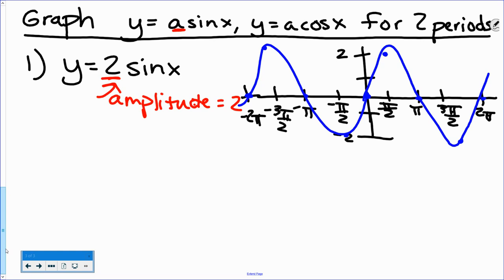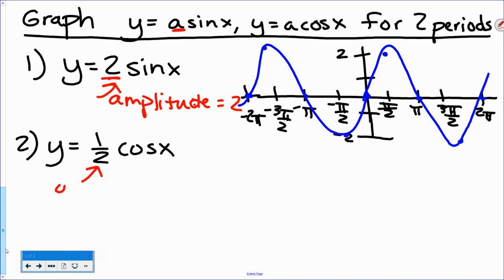Okay, let's look at one for cosine, and let's look at if I put 1/2 cosine of x. Okay, so my amplitude is 1/2. All right, the parent graph is 1, so this is a vertical compression, so we just kind of crushed it vertically versus in the last time we stretched it vertically. We're going to make 2 periods again.